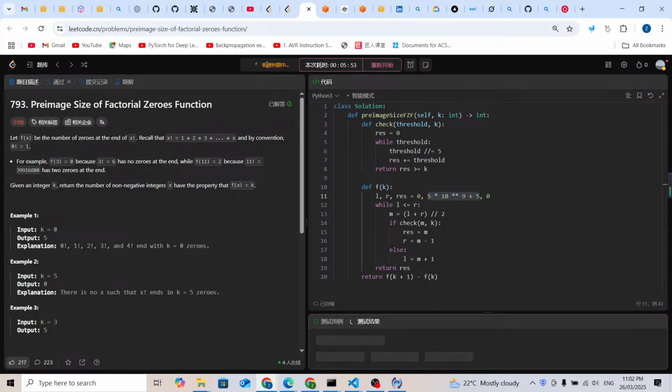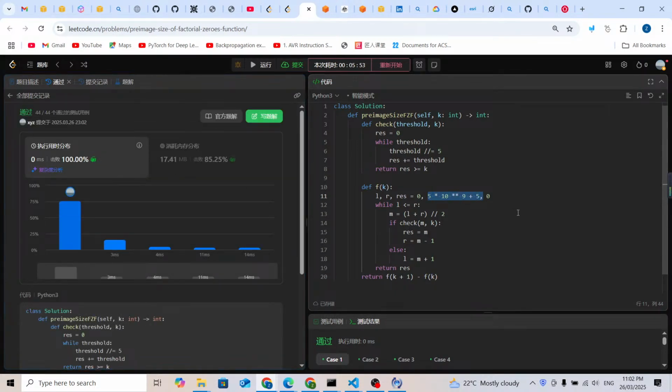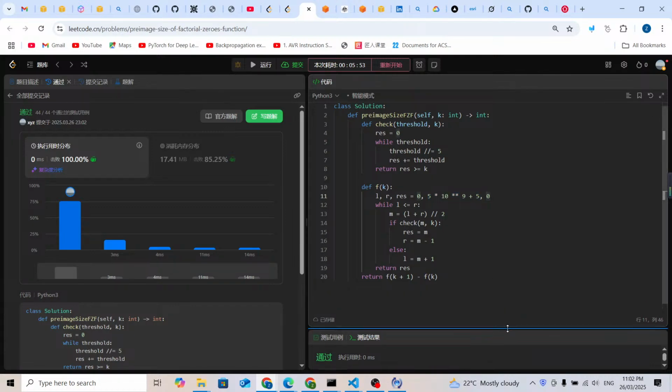Now let me just run it. I mean, this is not a random guess. Definitely we can calculate what's going to be the better minimum value. As you can see, it passed, and it's really fast. Yeah, I think that's all about it.